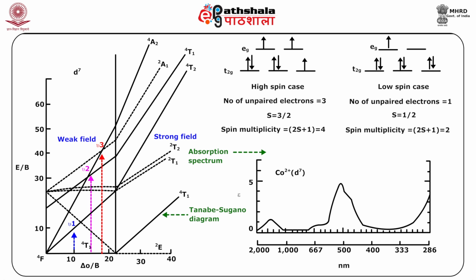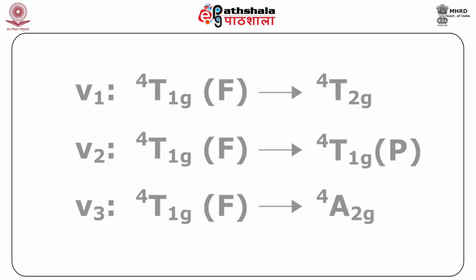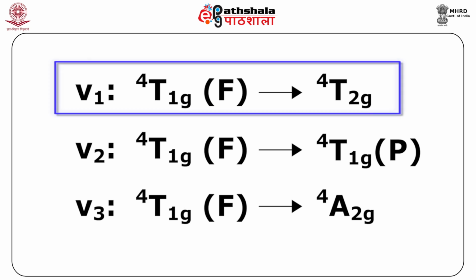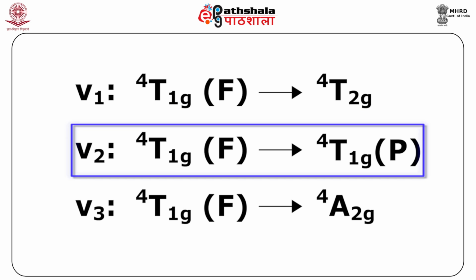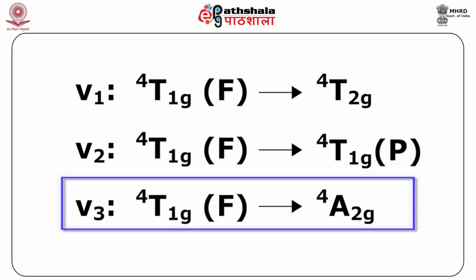Under ordinary conditions, the most populated state is the ground state 4T1g(F). Excitation leads to 3 spin allowed absorption bands, namely nu1, nu2, and nu3, as given in the diagram. The transitions are as follows. Nu1 corresponds to 4T1g(F) to 4T2g. Nu2 corresponds to 4T1g(F) to 4A2g. Nu3 corresponds to 4T1g(F) to 4T1g(P).